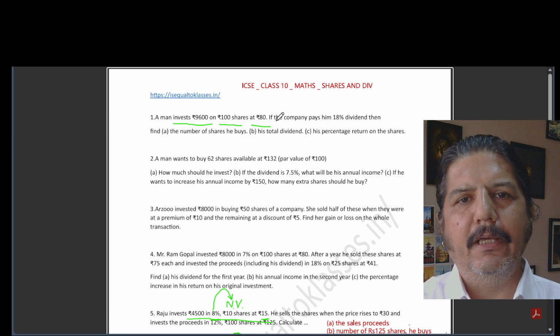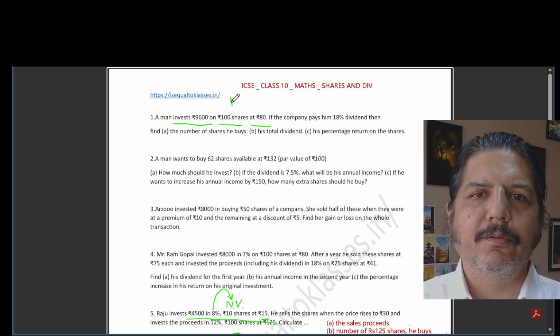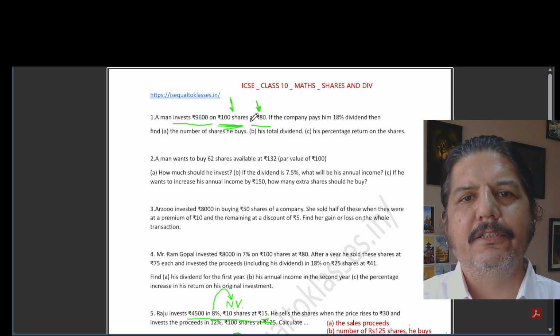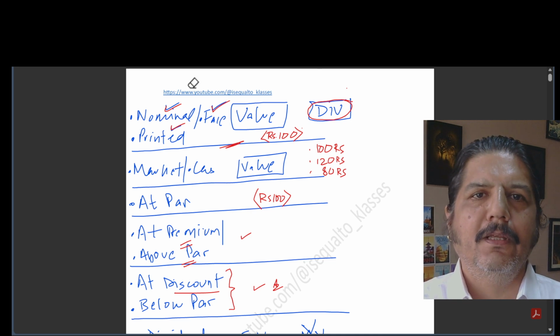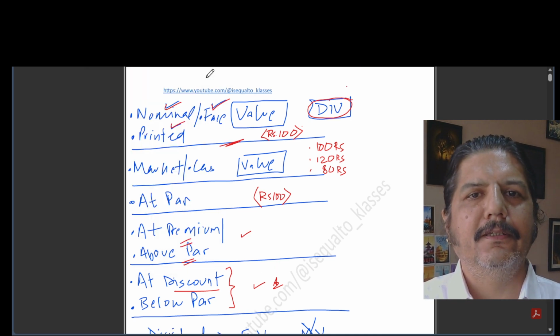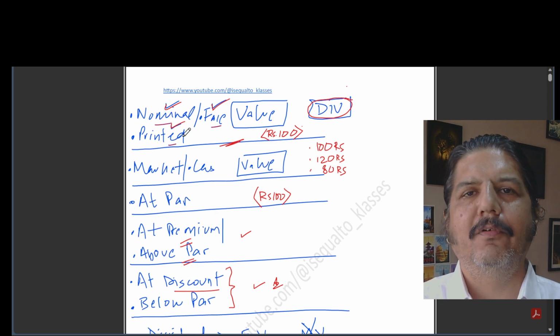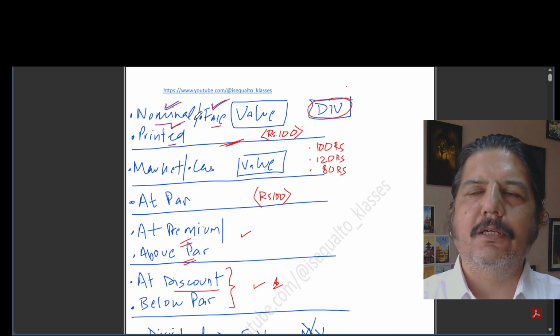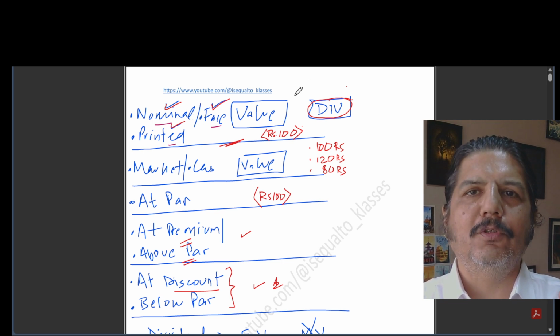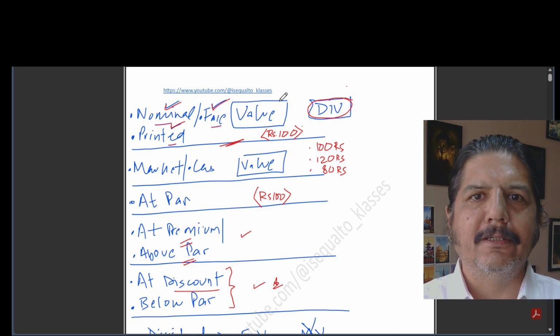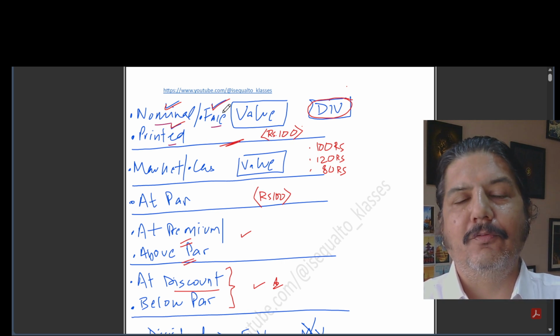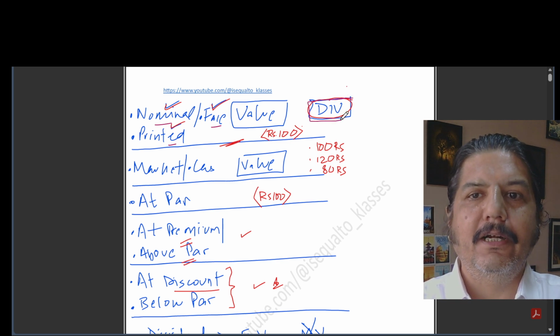If a man invests 9600 on rupees 100 shares at rupees 80, first let's understand the meaning of this rupees 100 shares and the meaning of this rupees 80. Rupees 100 shares is what is called the nominal value or the face value. In your textbook, they would have used terms like nominal value, face value, printed value. In a way, you can say that this is the original price of the share, the price of the share in the company records. And this is very important, because the dividend would be calculated at this amount only.